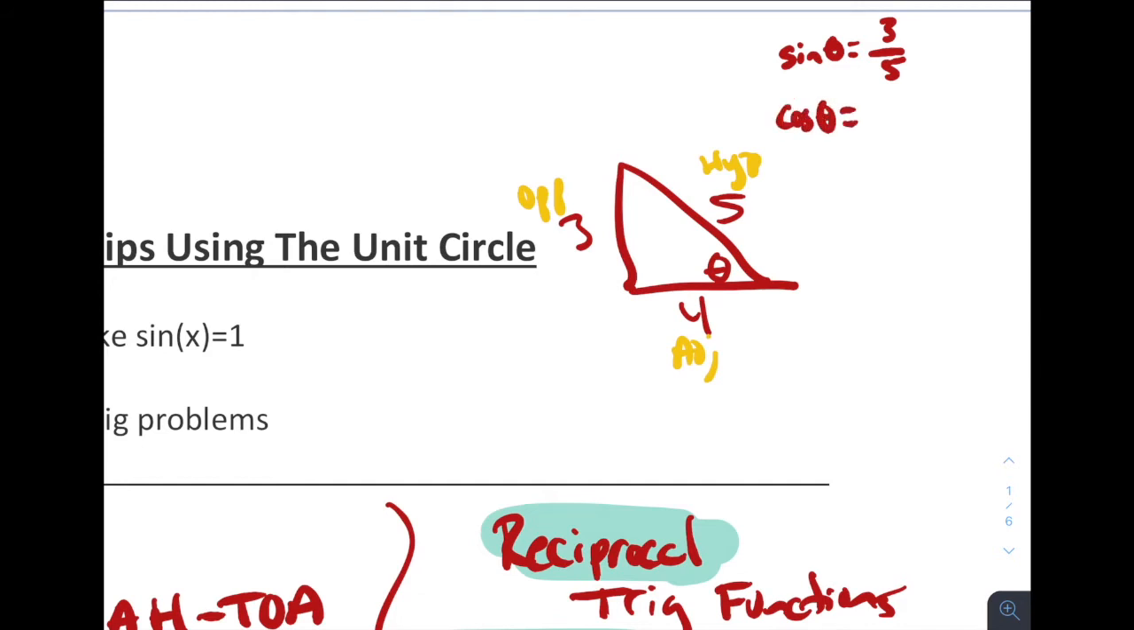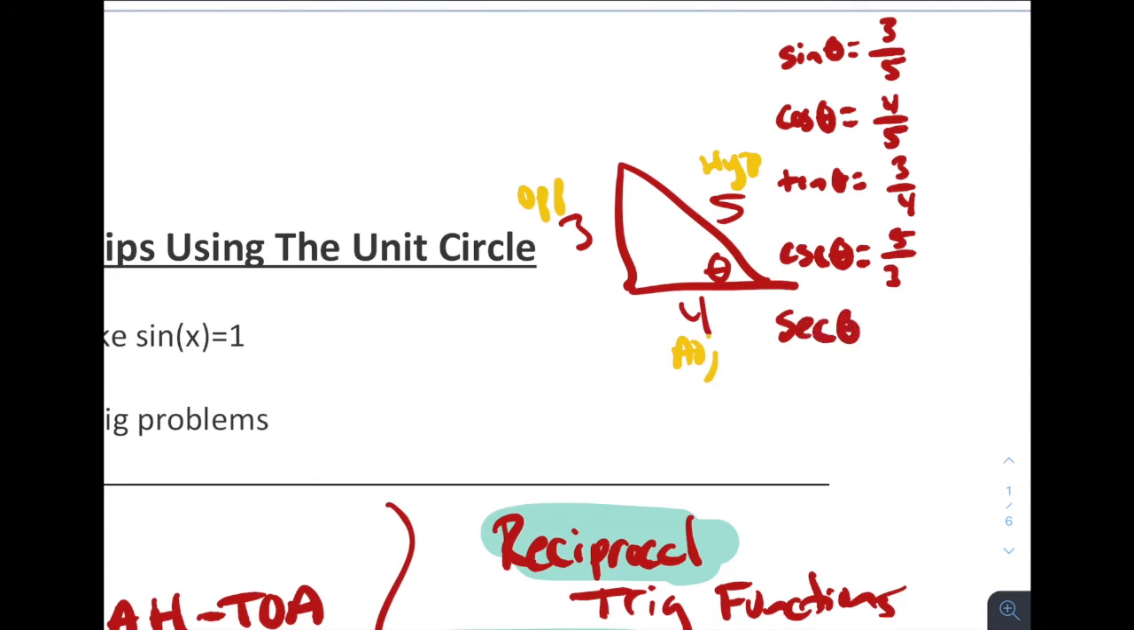Cosine of theta in this problem would be the adjacent over hypotenuse. That would be 4 over 5. Tangent of theta would be the opposite over adjacent. That's 3 over 4. If we wanted to do cosecant of theta, we know that it's the reciprocal of the sine function. So if sine was 3 over 5, it's actually going to be 5 over 3 for cosecant.